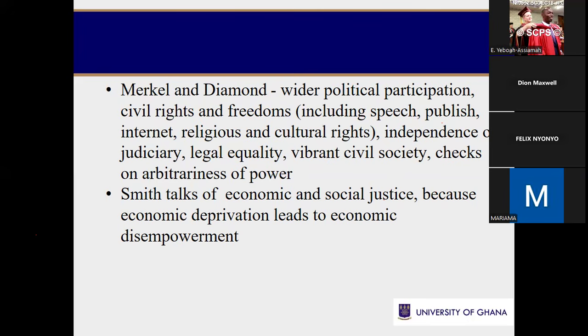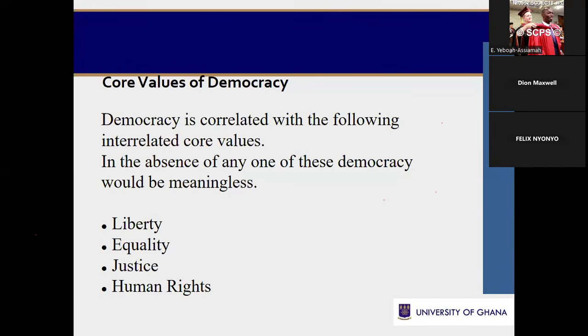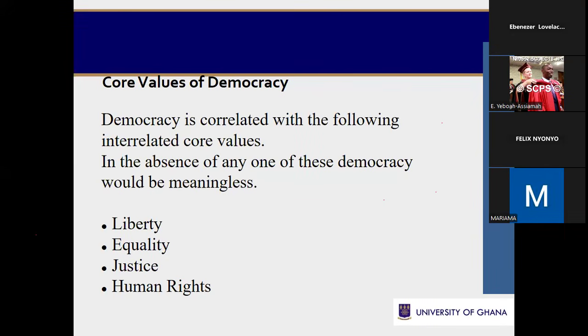Okay, are you with me? So when I ask you to define democracy using the two notions, I expect you to talk about the procedural and then the substantive notions. Now, these are the core values of democracy: liberty, people's what, freedoms and rights. Okay, equality, justice, and then human rights. Okay, human rights which are given. These are core values or canons of democracy. You cannot have any democracy worth its salt when these four core values are missing. So any state that calls itself democracy, these core values must be respected.